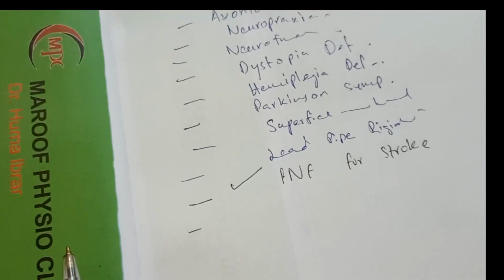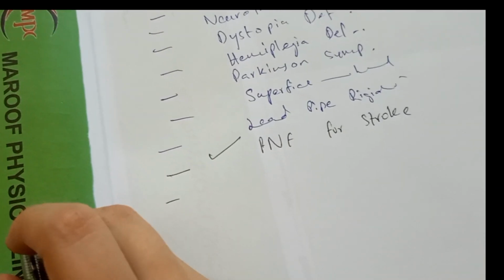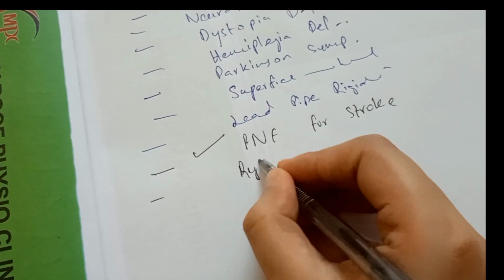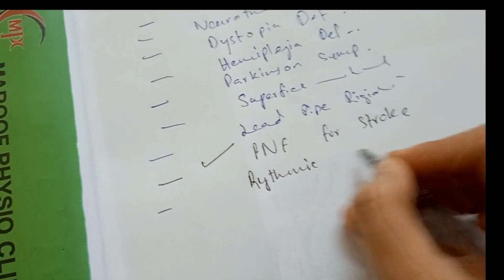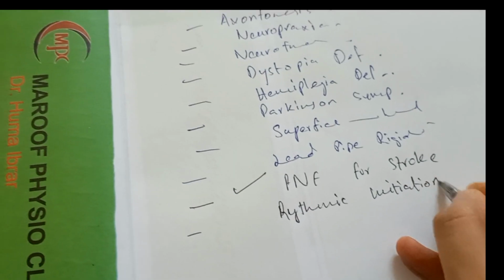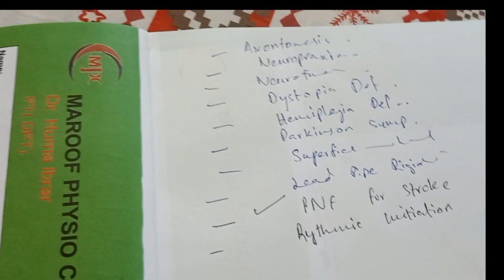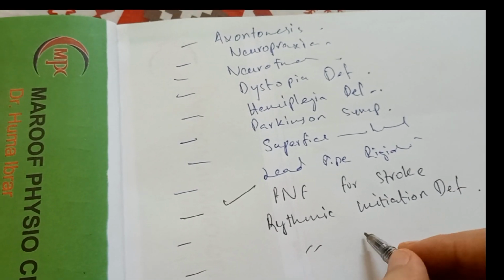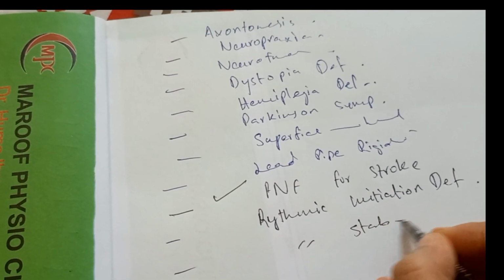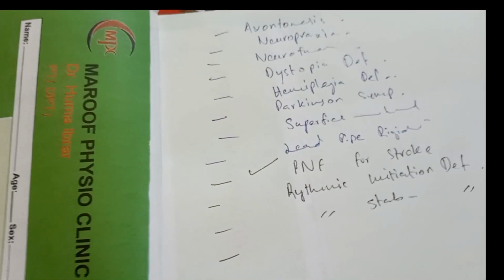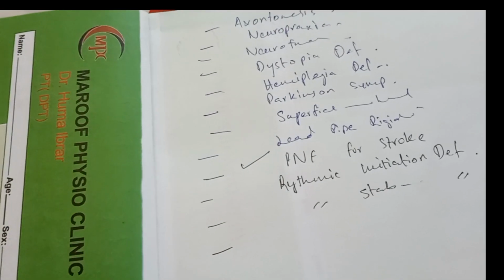Okay, then rhythmic initiation definition. These are all described in my pocket book. Rhythmic initiation definition, and then rhythmic stabilization definition. How to decrease symptoms of piriformis syndrome.